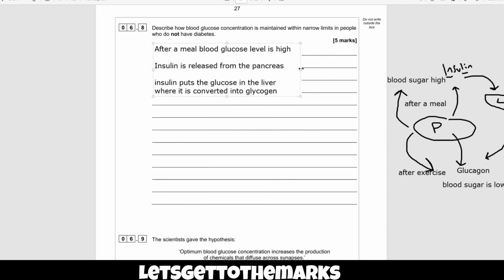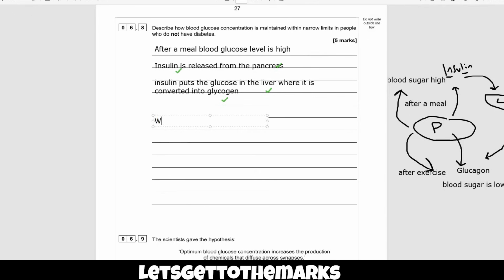Now, do you have to put all of this to get the 5 marks? Probably not, but I want to cover it all. So my key points here: when the blood glucose is high, insulin, 1 mark, is released from the pancreas. The glucose goes into the liver where it's turned into glycogen. You could say the liver and muscles.